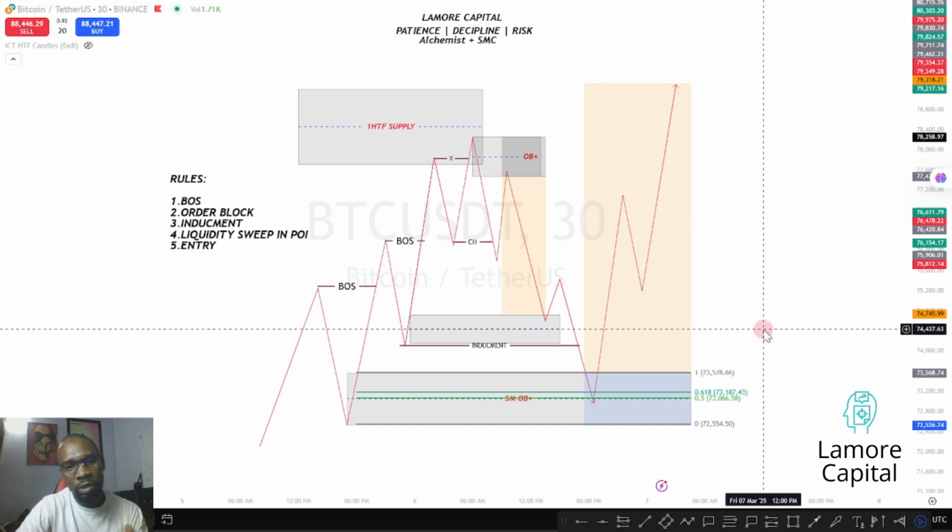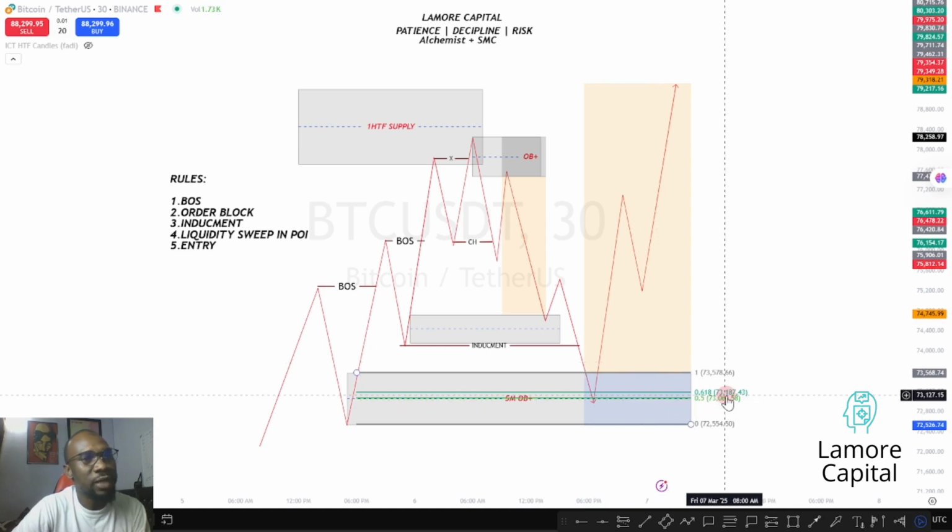Like I said, I would be showing you guys an example of this kind of setup. I don't use the word pattern. I'm going to be showing you guys an example of this kind of setup that I caught on a 1 hour time frame.